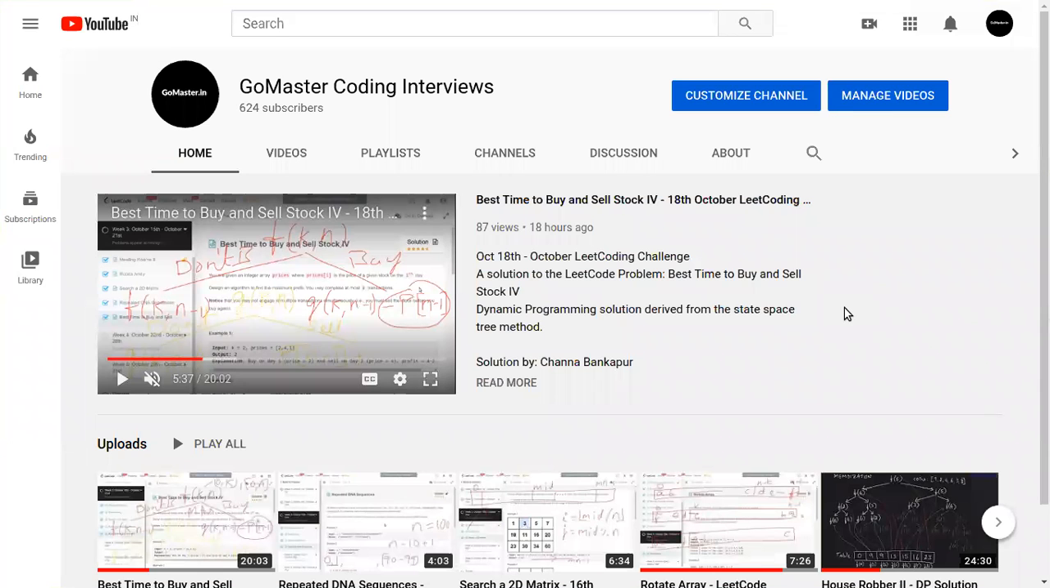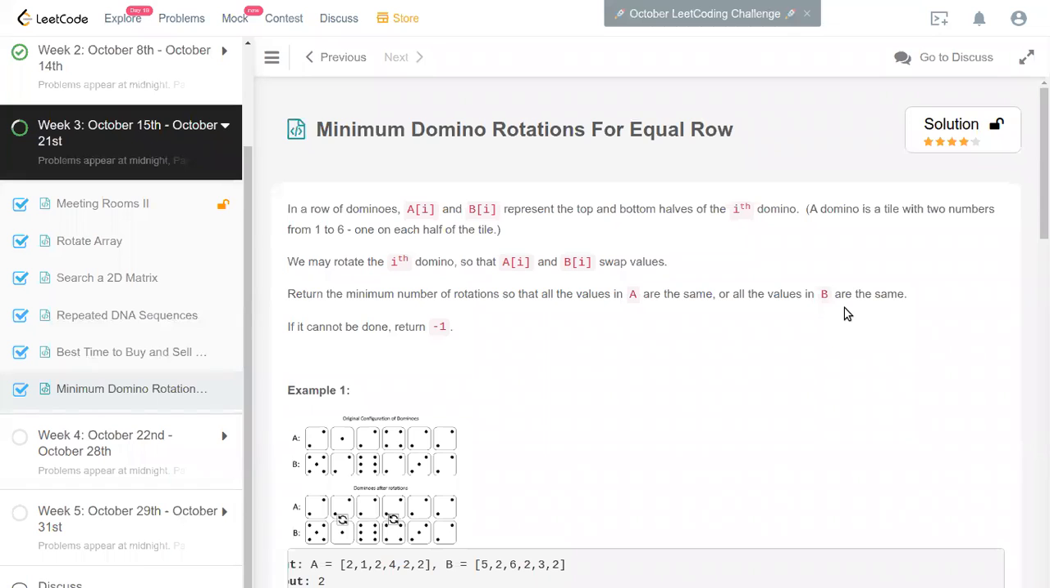Hello, I'm Channa Bankapur. I'm going to discuss my solution to the LeetCode problem, minimum domino rotations for equal row. It's today's problem in the October LeetCoding challenge.